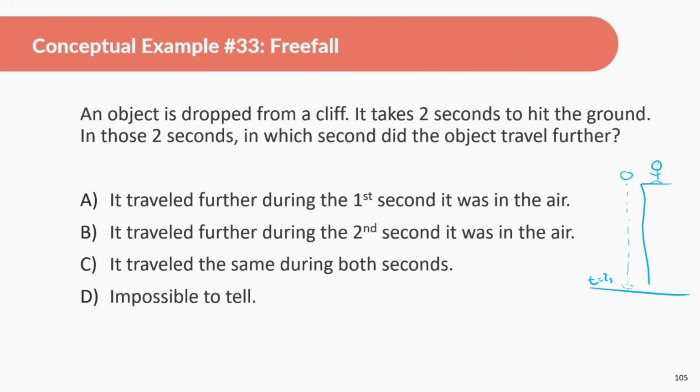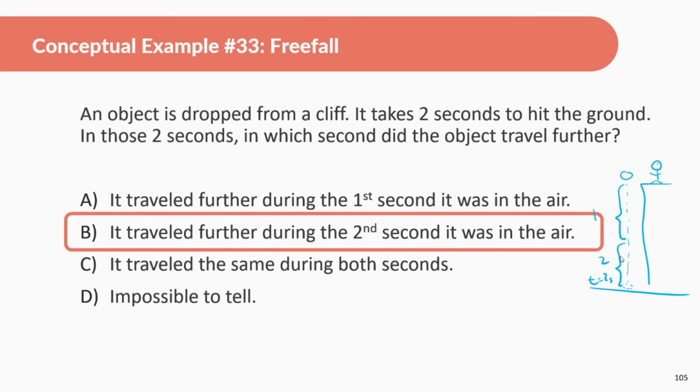B, it traveled further during the second second it was in the air. So the first second was 1 second, then the second second goes all the way over here. Is it going to be something like that? Or option C is, did it travel the same amount? So the first second was like this, and the second second, these two should be even. Maybe they're not exactly even, but it should look like that. Which one was it, or is it impossible to tell? And we should know that it is B.